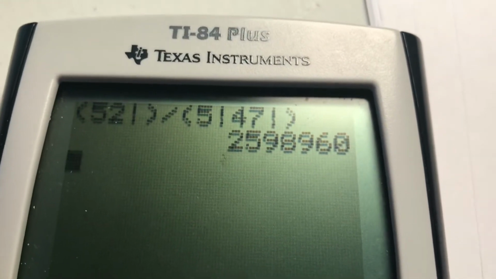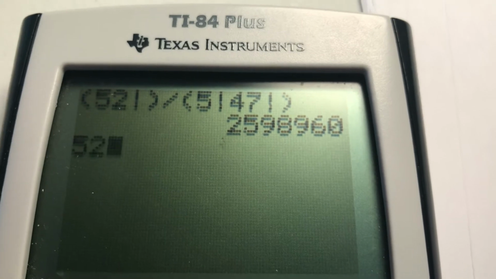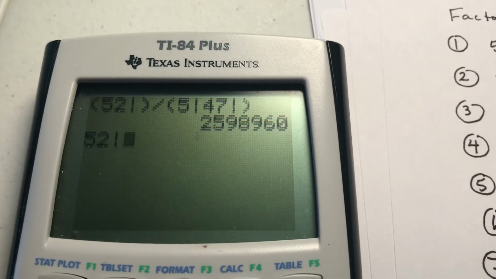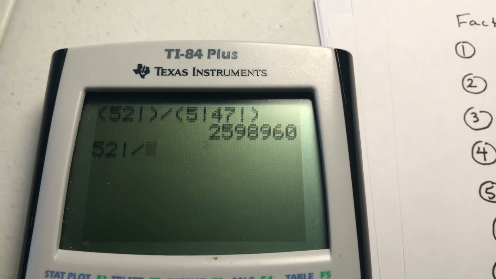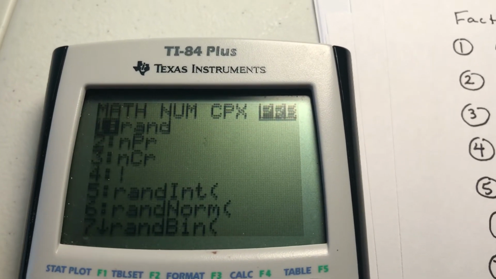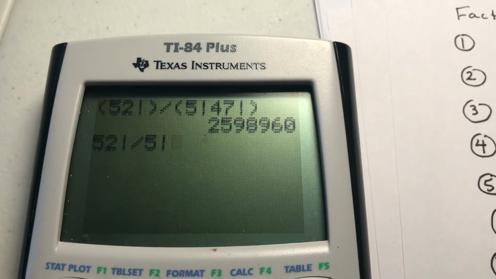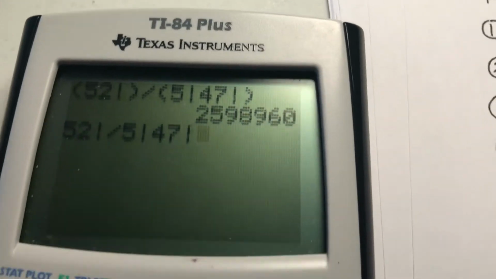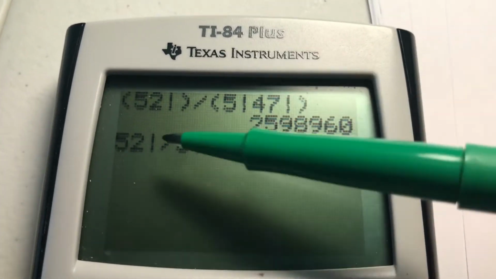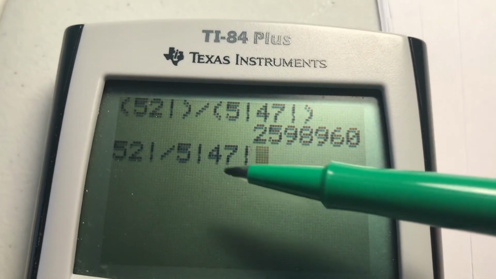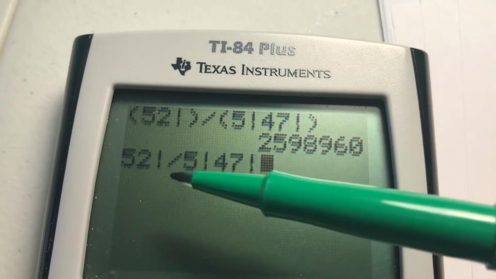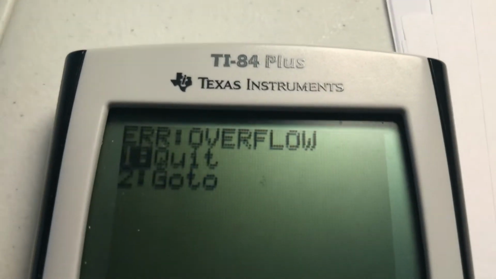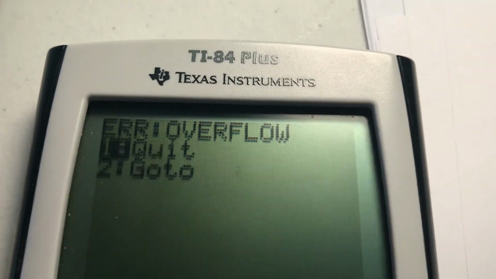Now what happens when you don't put the parentheses, let me show you. If I do 52 math, probability, number 4, and divided by, and forget my parentheses, 5 math, probability, number 4, times 47 math, probability, number 4. So suppose I forgot my parentheses. It doesn't know to divide by both of these. It will only divide 52 factorial by 5 factorial. Then it'll multiply, and it's going to be an overflow because it's so huge.